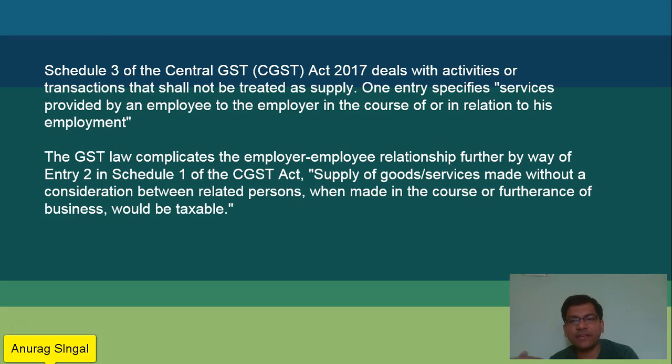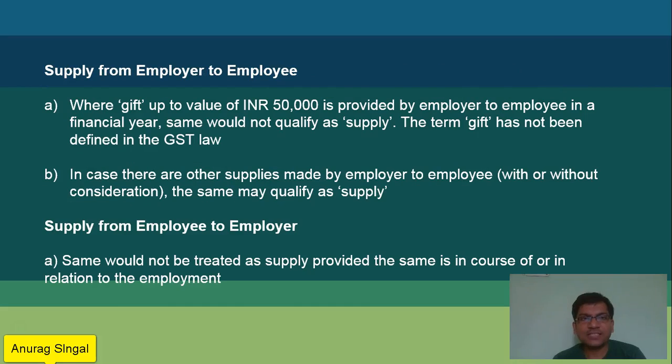But then, I have a software engineer who also doubles up as a DJ at weekends. The GST law brings in entry 2 in Schedule 1, which says that supply of goods or services made without a consideration between related parties in the course of business will be taxable, and employer and employee are always related parties. So let's say there is a supply from the employer to the employee of a gift up to 50,000 rupees, it will not attract GST. After 50,000 rupees, GST will apply.